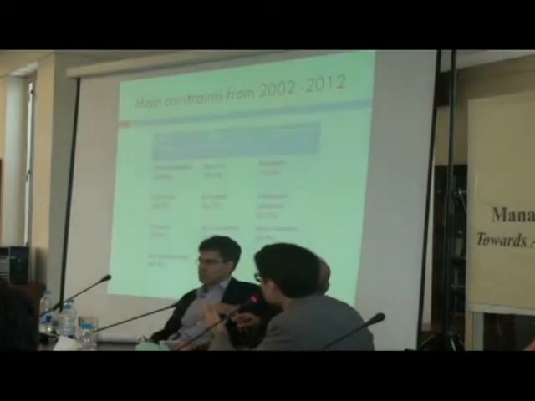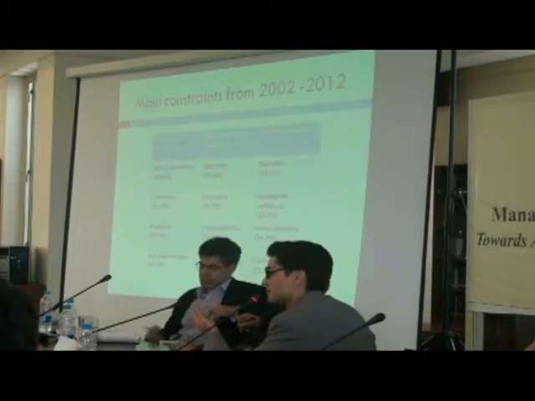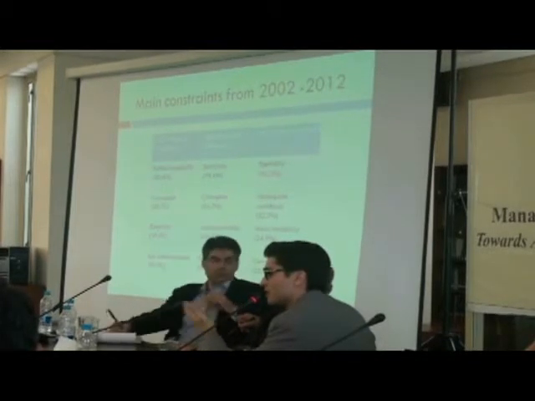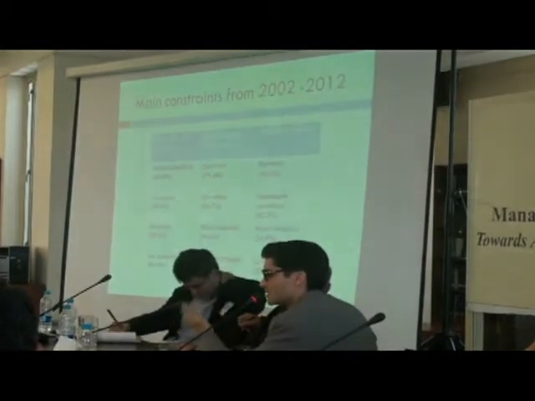Corruption is an endemic constraint. Inadequate workforce is an endemic constraint. Macroeconomic instability and political instability is an endemic constraint.